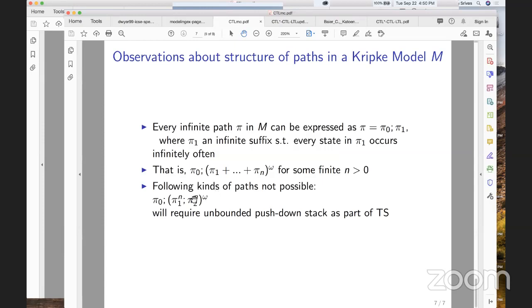Significantly, these kinds of patterns cannot occur in a finite state Kripke model, because we have imposed finite-stateness. For example, you have some repeated pattern of pi 1 followed by another pattern of pi 2, an equal number of times, for any n, that itself repeats infinitely often. That is not possible.